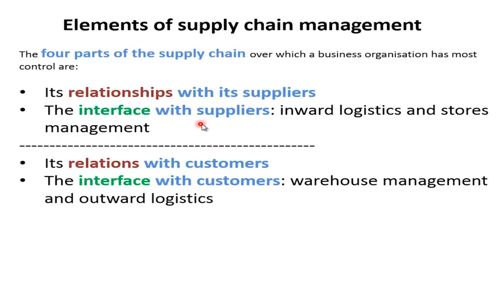So, please remember these words, inward logistic and outward. Inward means the logistics come inside the organization. Outward logistics is going out from the organization. So, these are the 2 categories. So, you can identify there are relations, each one has relations, and an interface also. This is the supplier one, this is the customer one, supplier, customer.